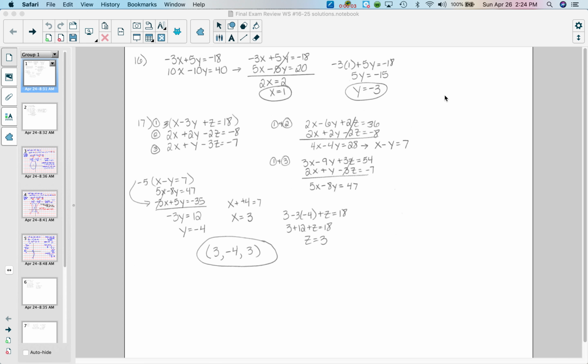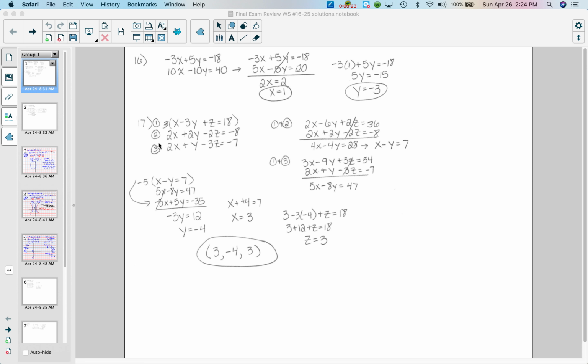Okay, so we're going to go over number 16 to 25 from the review. So on number 16, actually that's fairly straightforward. I wouldn't suppose anybody would have trouble with that one. 17 is not hard, it's just tedious, and there's so many chances to make a careless mistake.